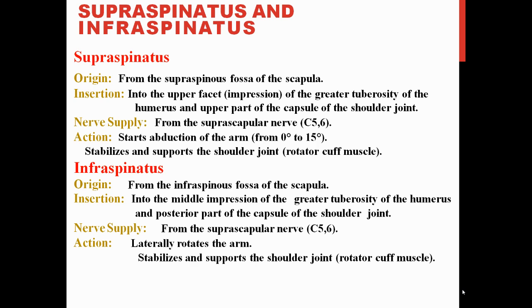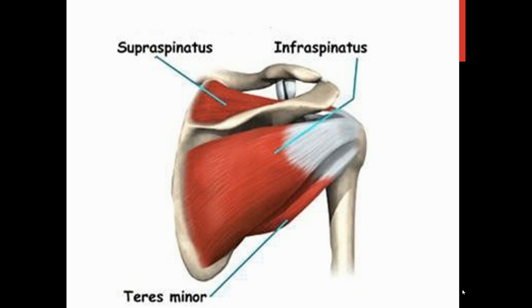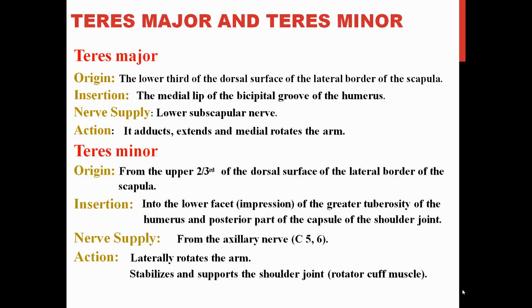Infraspinatus will take the origin from the infraspinous fossa of the scapula and it will insert into the middle impression of the greater tuberosity of the humerus and posterior part of the capsule of the shoulder joint. The supply is the suprascapular nerve and it has the action of laterally rotating the arm and stabilizing and supporting the shoulder joint. We can see here the supraspinatus, infraspinatus. I have placed them in the supraspinous and infraspinous fossa.